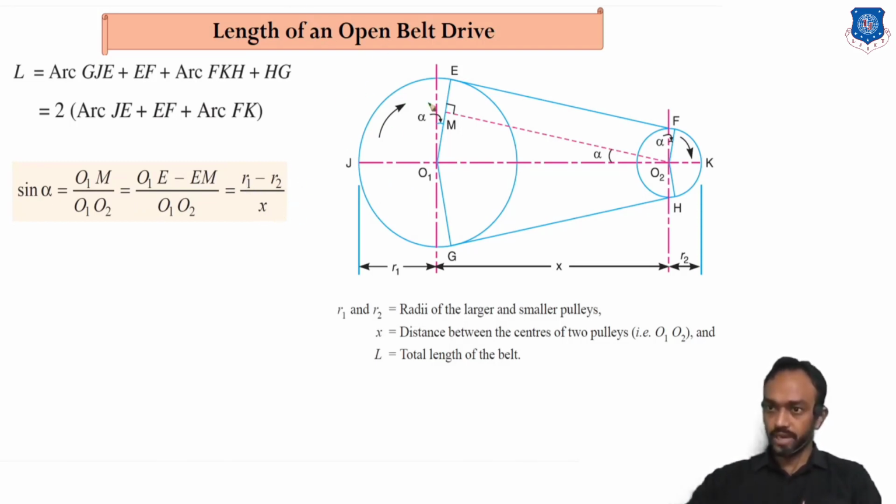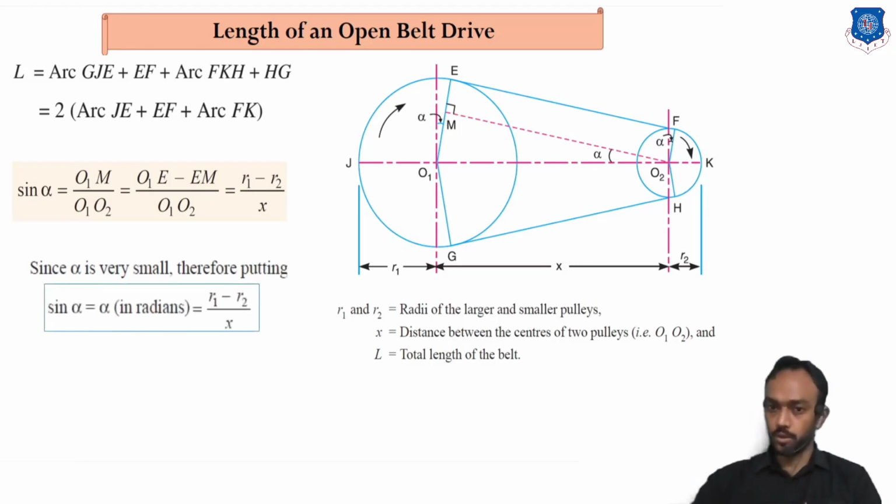So for the derivation, we have taken this as a large angle, but actually this angle will be very small. You know that in sine, if the angle is small, we can take sine theta equal to theta when theta is very small. So sine alpha is equal to R1 minus R2 by x, so we can write that alpha is equal to R1 minus R2 by x. So what is the arc J?